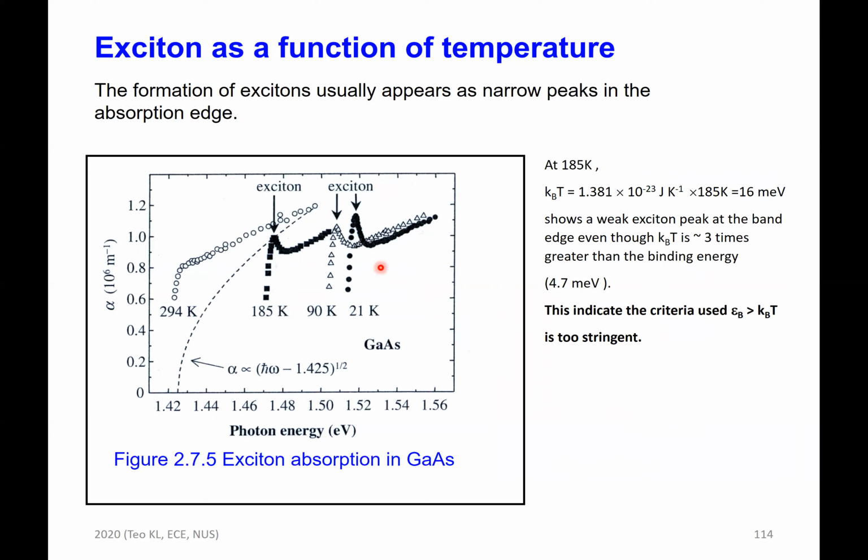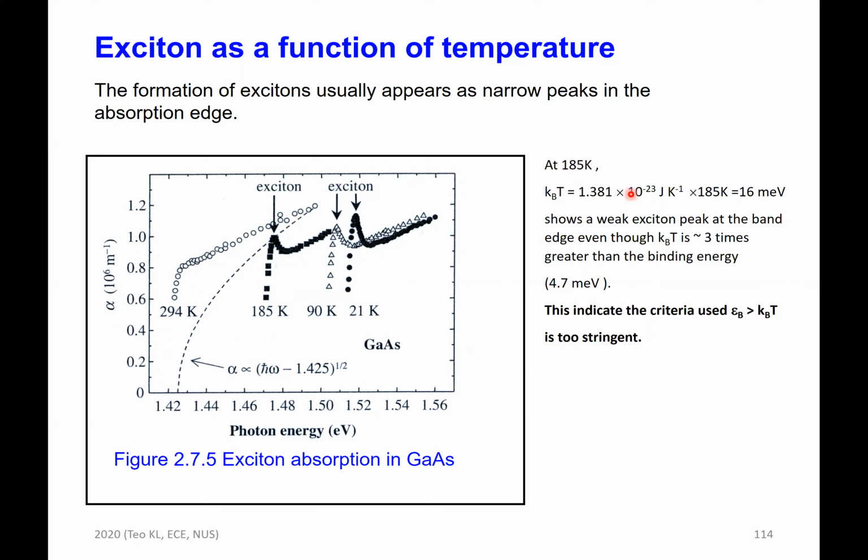And of course, remember that band gap changes with temperature. So as you increase the temperature, the band gap will reduce, so the peak is shifted to a lower energy. At room temperature, you no longer see the peak because the thermal energy is greater than the binding energy of the exciton. So the exciton is dissociated, or broken up into a free electron and free hole, but they do not have Coulomb attraction.